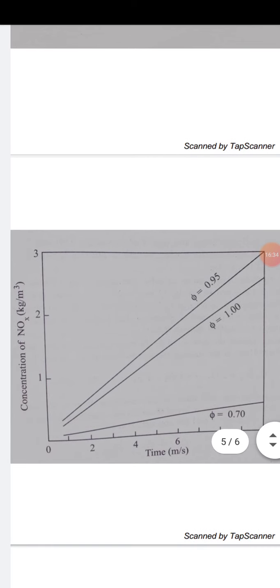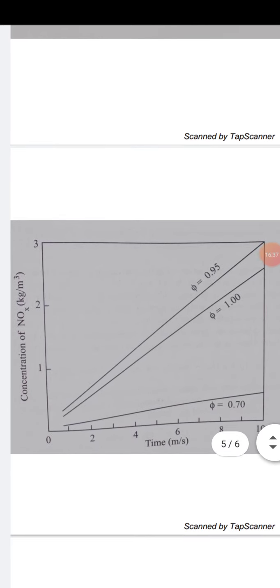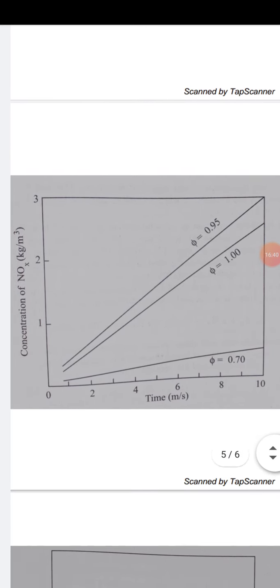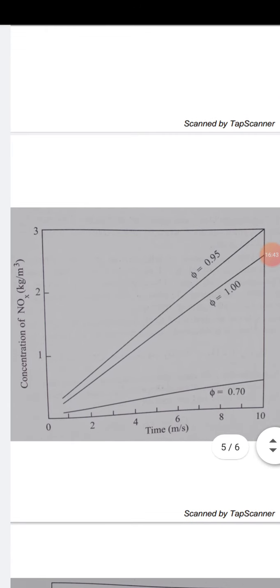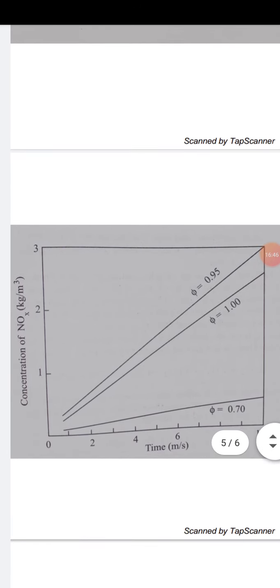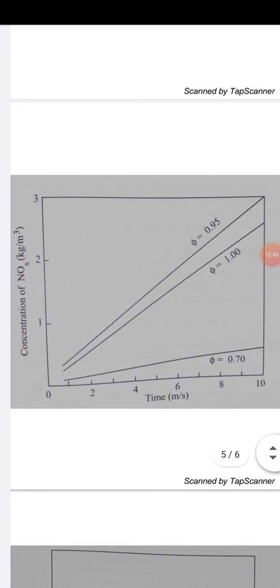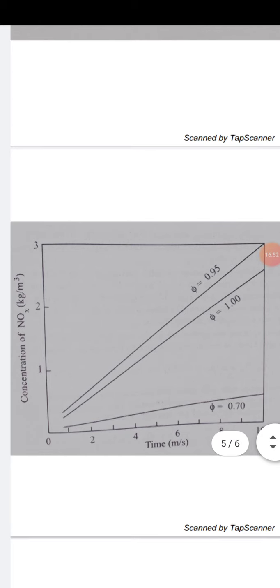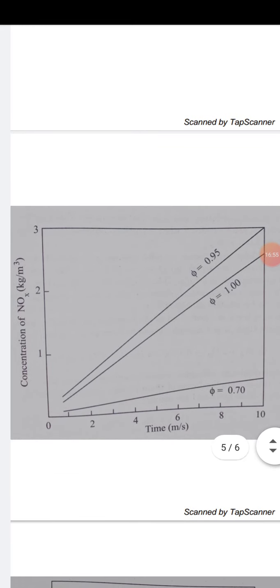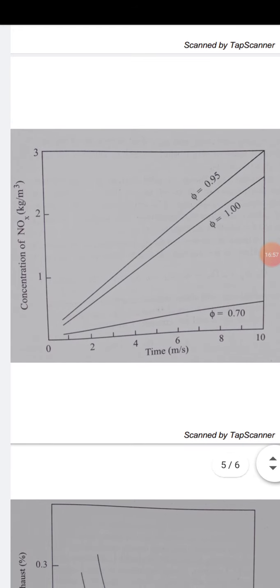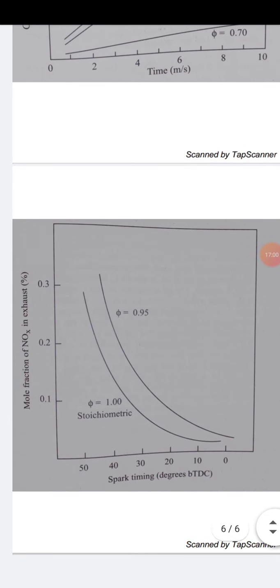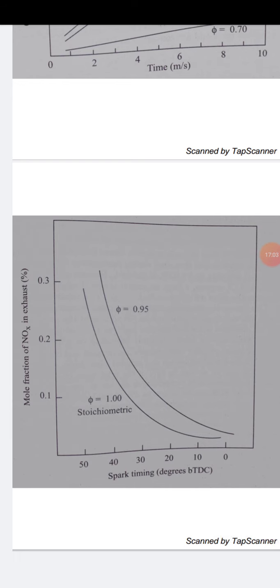The amount of NOx generated also depends on the location of the spark plug, where the highest temperature occurs, because near the spark plug region the temperature is very high, and that's why the spark timing matters. And from the figure or the diagram you can see how NOx can be correlated with the ignition timing.